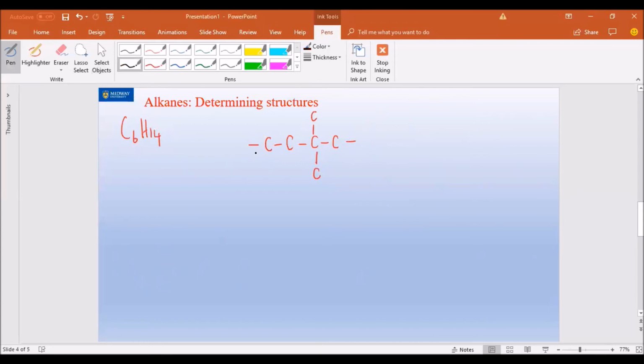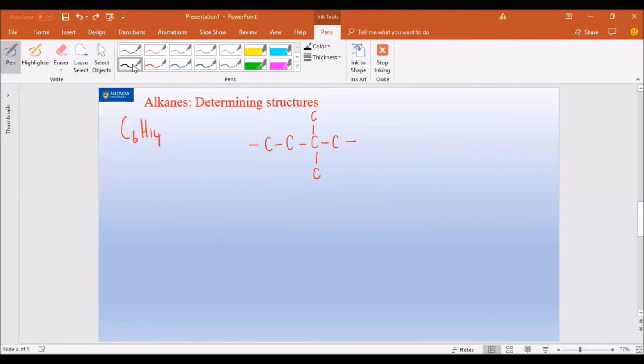See, my chain is still this. Okay, that's my longest chain. This cannot be my longest chain because that's only 3. So that's my longest chain. So now let's start putting bonds around.